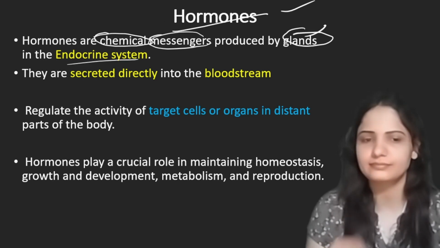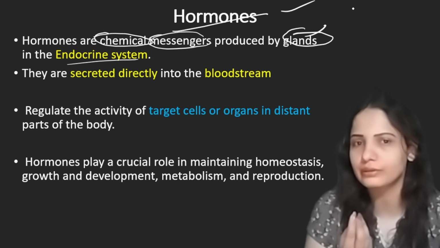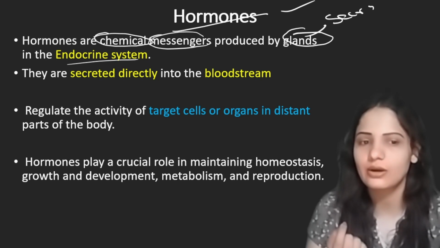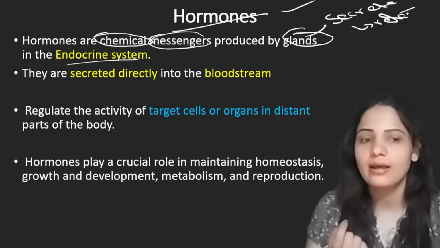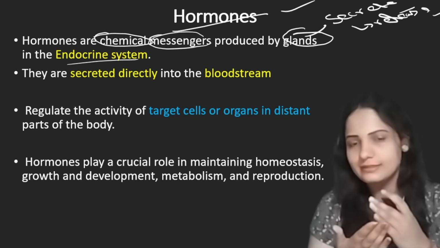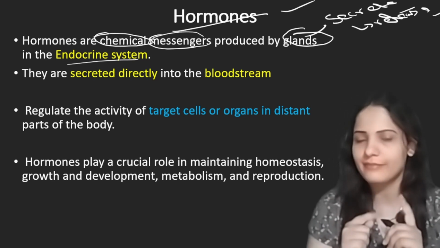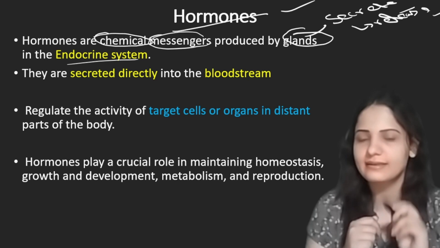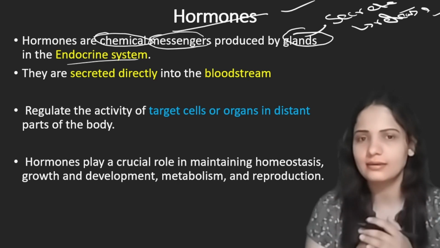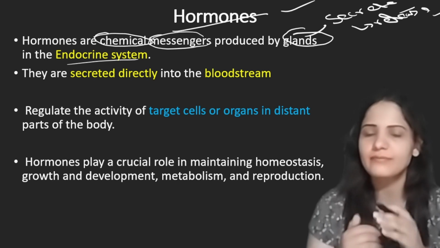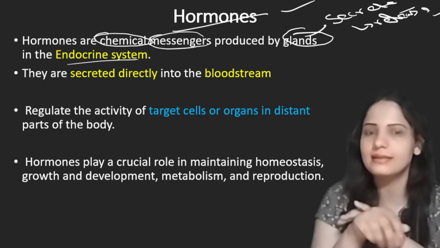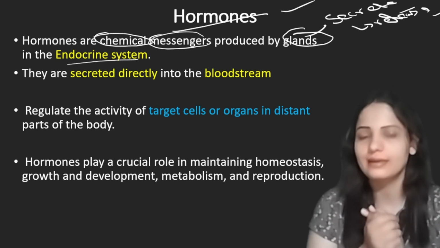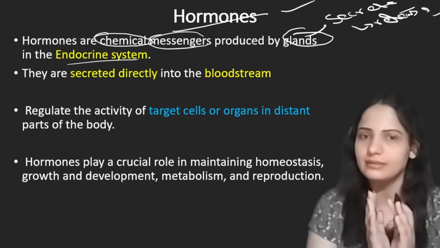What are these glands? A gland is any body organ which secretes something. Secrete means release. The body organ which releases something is a gland. For example, we have discussed digestion and nutrition, where we have salivary glands, and salivary glands secrete saliva. Same way, we have sweat glands in our skin. They secrete sweat, so they are also glands. A gland is any body organ which secretes a chemical.